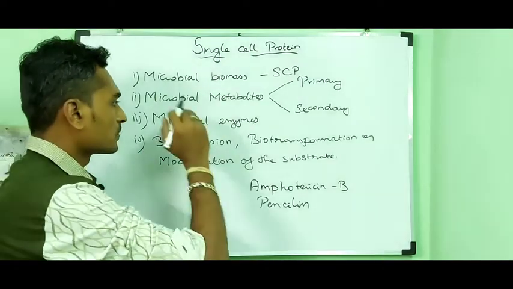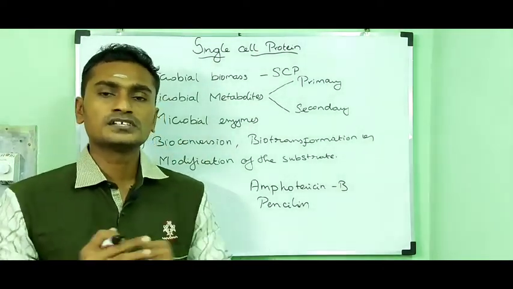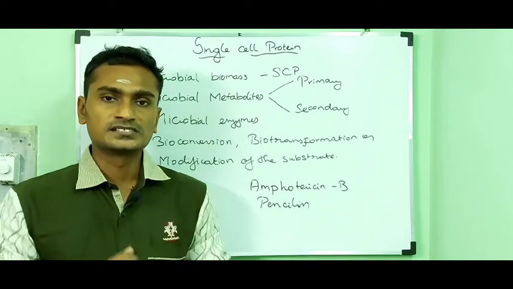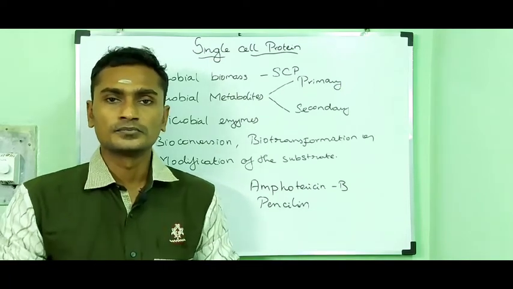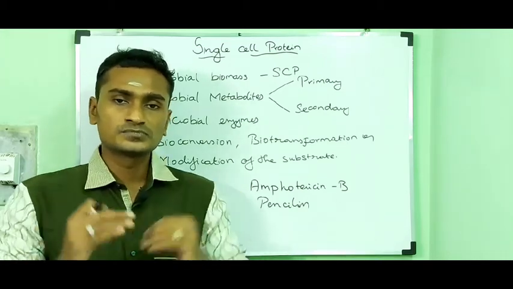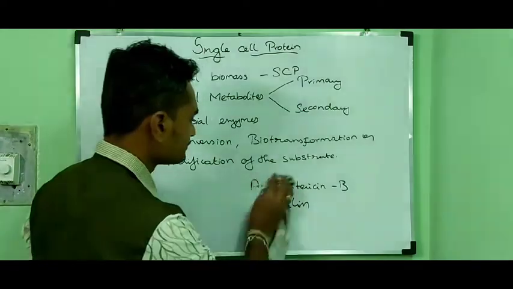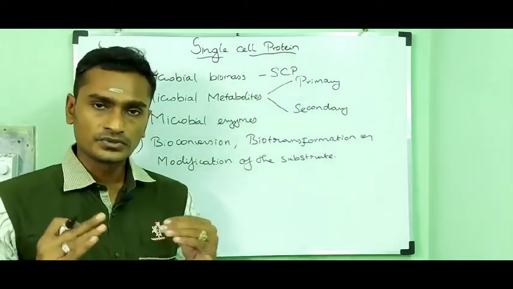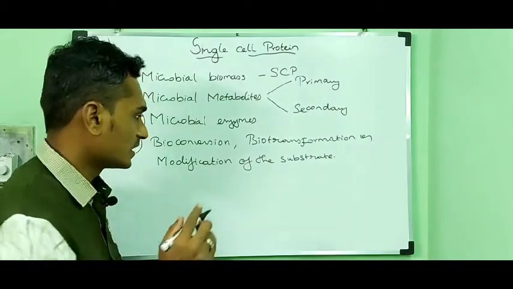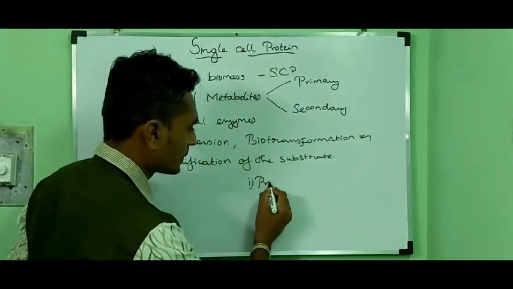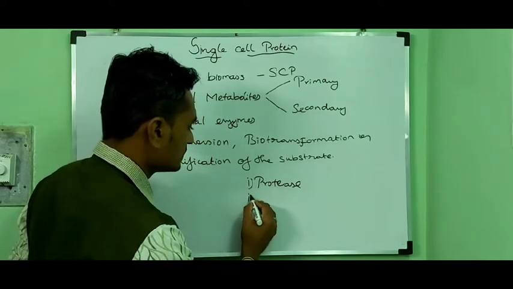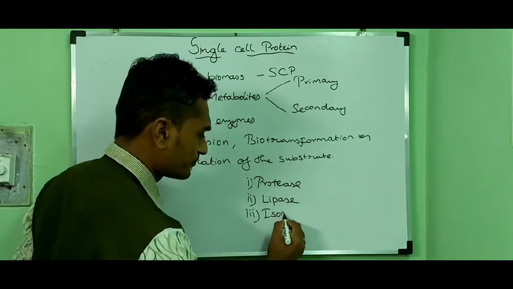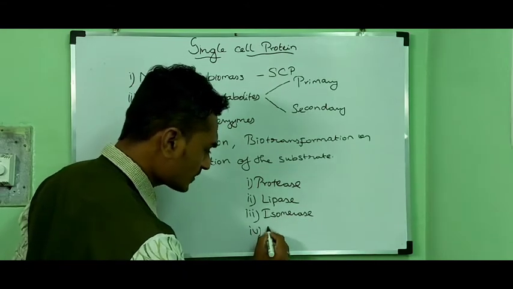Then I am going to tell about the microbial enzymes. In the culture medium, the microbes can produce or secrete enzymes, and those enzymes have economical value and are used in industries like food processing industry, pharmaceutical industries, brewery industries and detergent industries. Examples of these enzymes are protease, lipase, isomerase, then amylase.